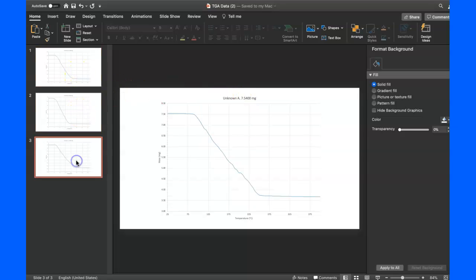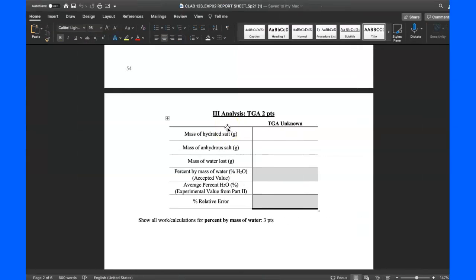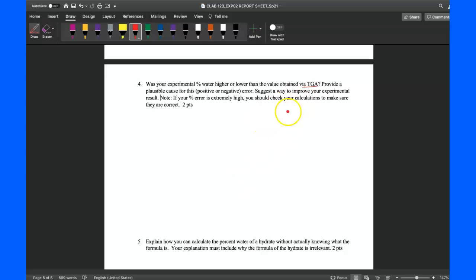These are the graphs for TGA that were done by Dr. Ben. These were run from your sample. So you'll want to use one of these graphs depending on your unknown. Like this one is unknown A, this is unknown B, this is unknown C. You'll want to choose one and find the actual accepted value that's under your data table of the percentage of water, because what you looked for in your experiment is your experimental value. So you use those graphs to answer this question.